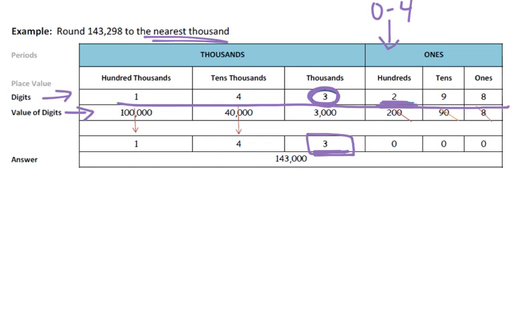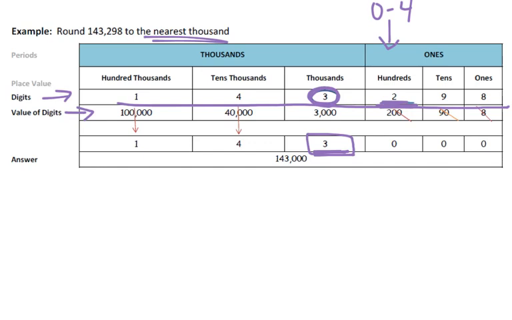If this was not a 2, if it was a 5, 6, 7, or 9, then I would have added a 1 to that 3. So I would have added 1. 5 through 9, adding 1 is the game. But again, it was between 0 and 4, so my circle stayed the same.